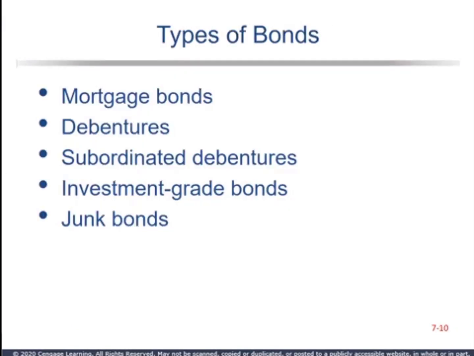We've been looking at what would be termed plain vanilla bonds, bonds issued at par with a fixed coupon rate and no collateral. Other types of bonds include mortgage bonds with real estate as collateral, debentures, an old-fashioned name for unsecured debt, subordinated debentures, unsecured debt that is junior to senior debt and ranks lower in priority in case of bankruptcy, investment-grade bonds and junk bonds. Those are determined by their ratings.